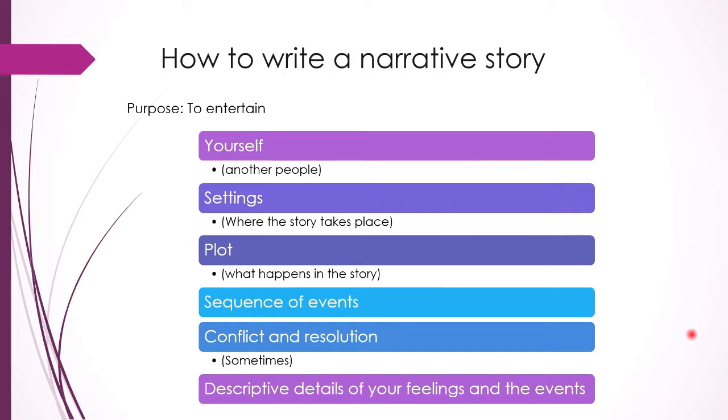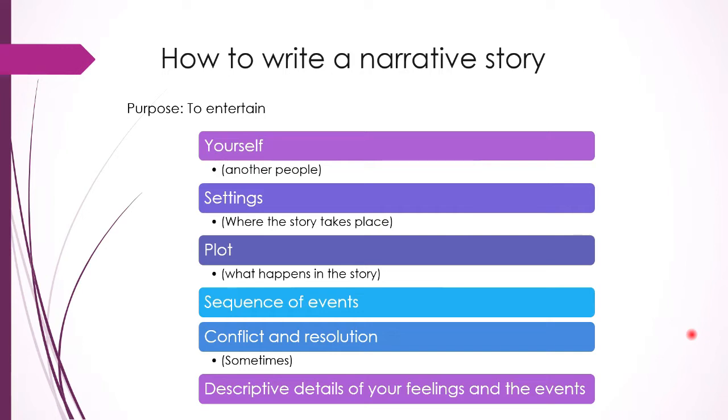Then you have the sequence of events. You have to think first how your narrative story is going to start. Then what is the following step? Where it happened, what happened that day, what things you saw, what things you ate, maybe the clothes that you wore. Many details you are going to include here in the sequence of events, but it has to be followed in an original way.